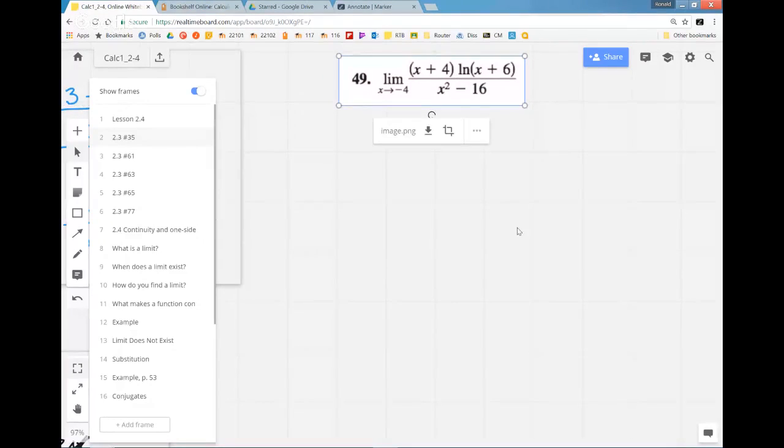Okay, so now we got number 49 here. So, can we do direct substitution here? We can't, right? Because if you plugged in a -4 for x, the denominator would turn out to be 0. So that can't be done. So what can we do?